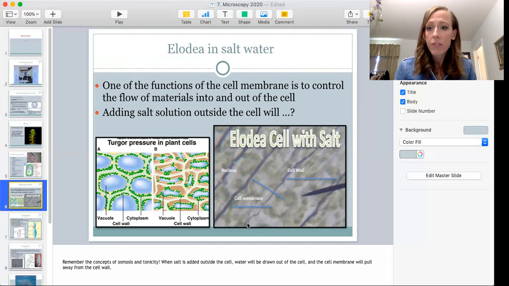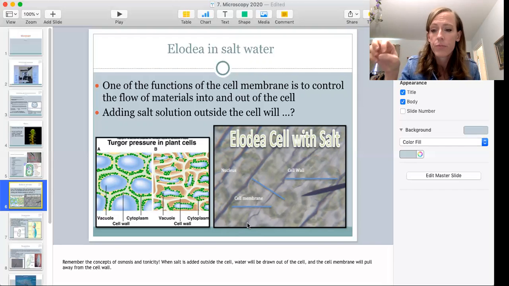One of the things we're going to have you do in lab this week is apply salt water to the outside of the Elodea cells. So if you remember back a couple weeks ago, you have to recall the concepts of osmosis and tonicity. Okay, and remember that one of the functions of our cell membrane is to control the movement of water and solutes into and out of our cell. So if you remember the concept of tonicity, I hope you all are thinking about what might happen if you add salt water outside of our cells.